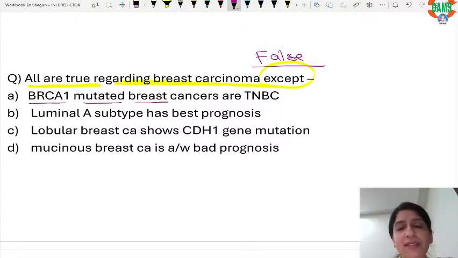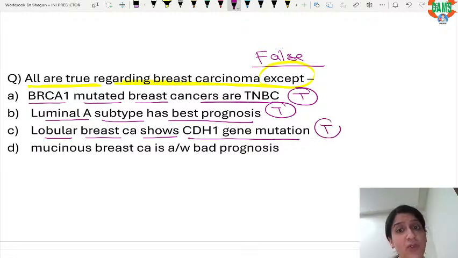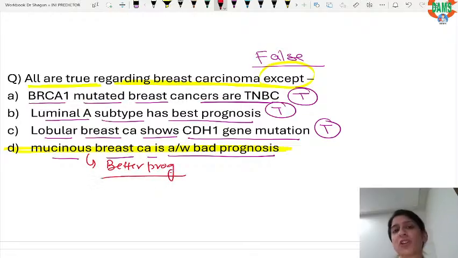BRCA1 mutated breast cancers are usually TNBC, triple negative. Absolutely true statement. Luminal A subtype has best prognosis. Absolutely true statement. Lobular breast carcinoma shows CDH1 gene mutation. Absolutely true statement. Mucinous breast carcinoma is associated with bad prognosis. No, that is false. Mucinous breast carcinoma has a better prognosis. So this is going to be my answer.